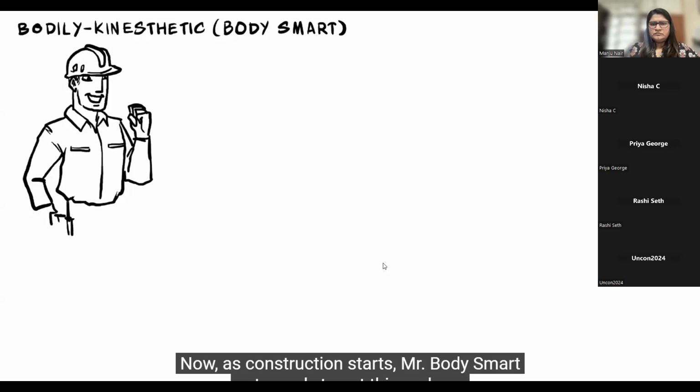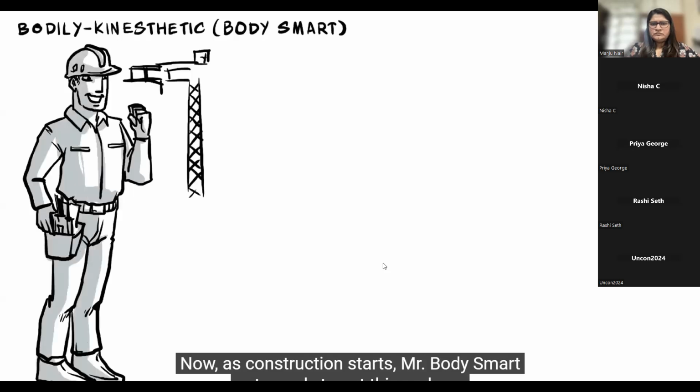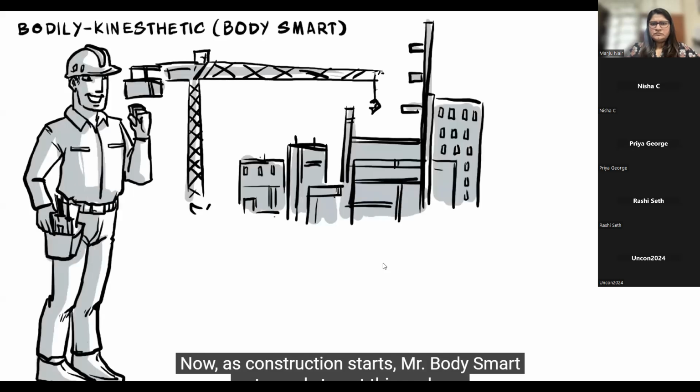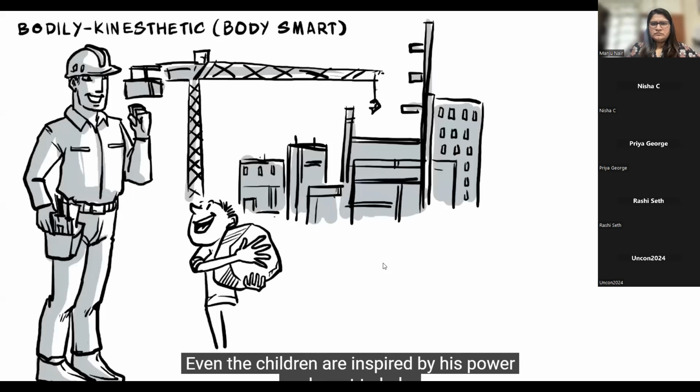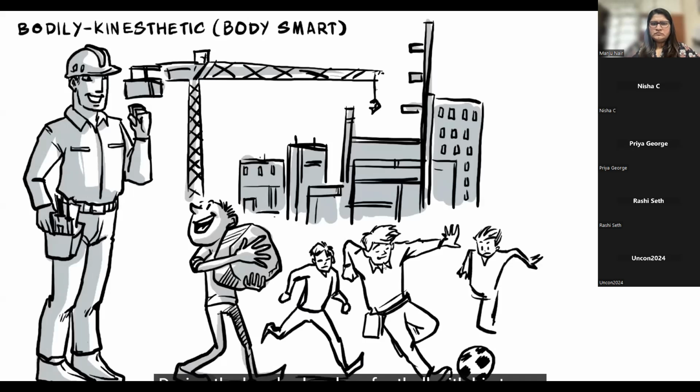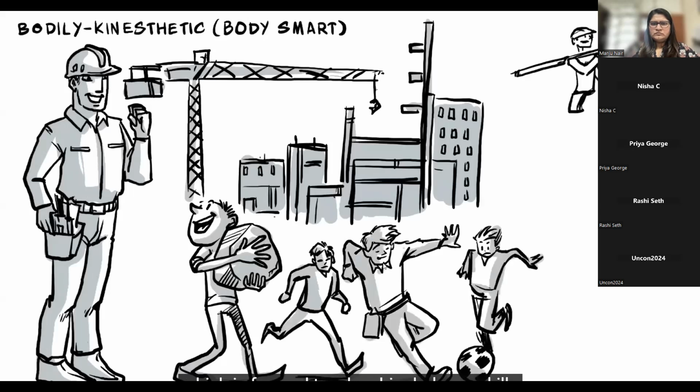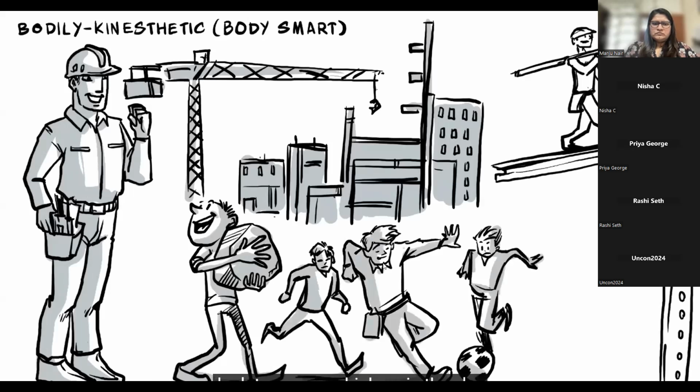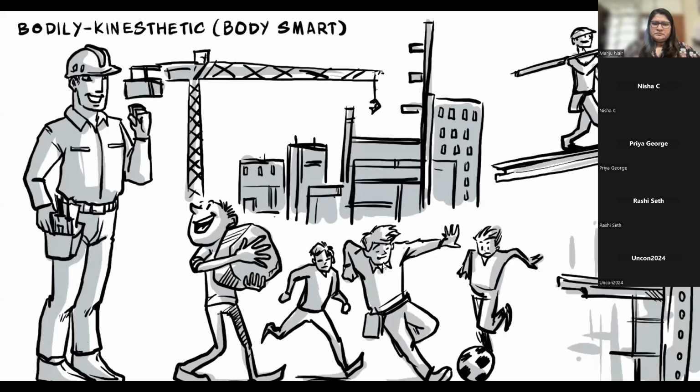Now, as construction starts, Mr. BodySmart gets ready to get things done. Even the children are inspired by his power and want to help. During the breaks, he plays football with his team, which is fun and teaches him balance skills he later can use high up in the sky.